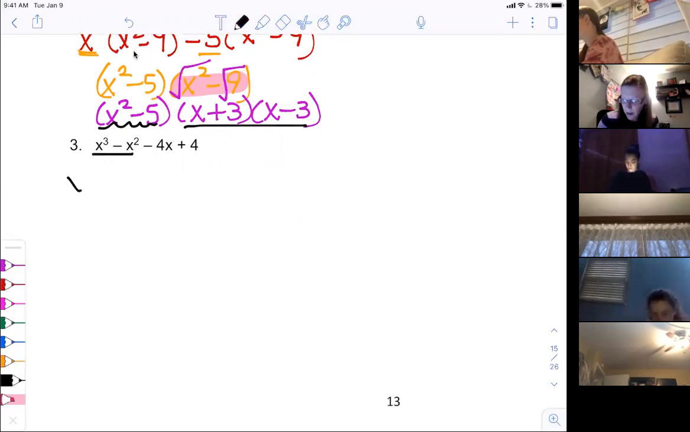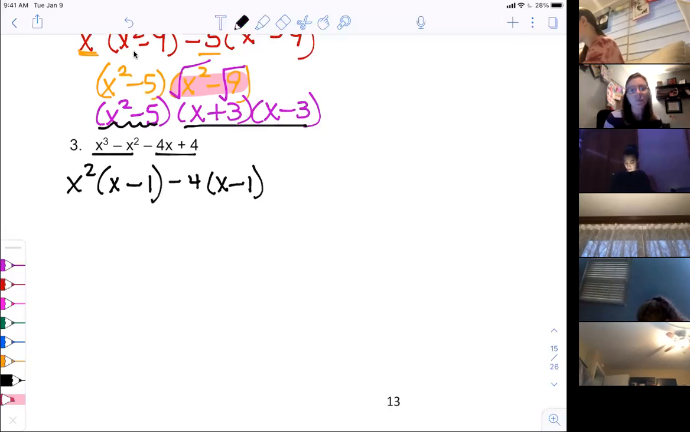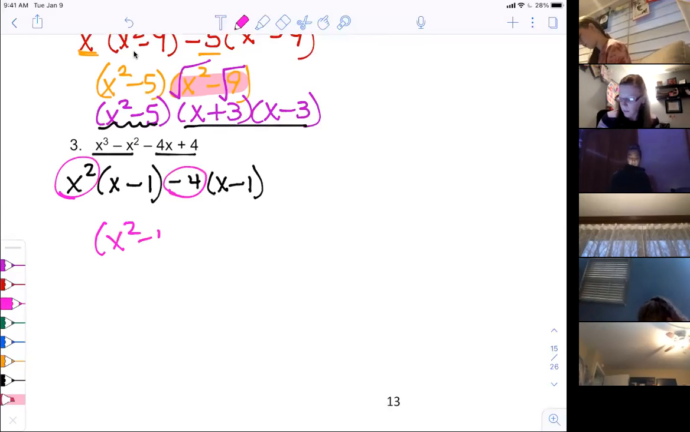Taking out what they have in common, that would be an x squared, leaving me with an x and a minus 1. Don't forget that minus 1. When you take x squared from negative x squared, you get a negative 1 there. The second group, I could take out a minus 4, and I still get an x minus 1. I can group then the x squared and the minus 4 together, and then we have x minus 1.